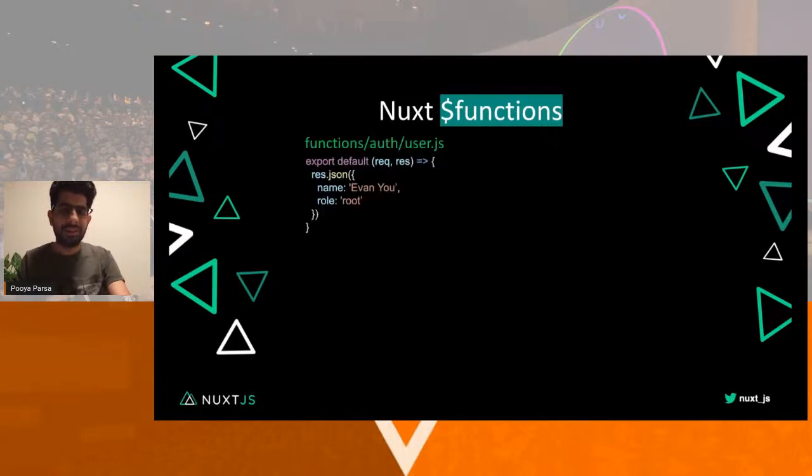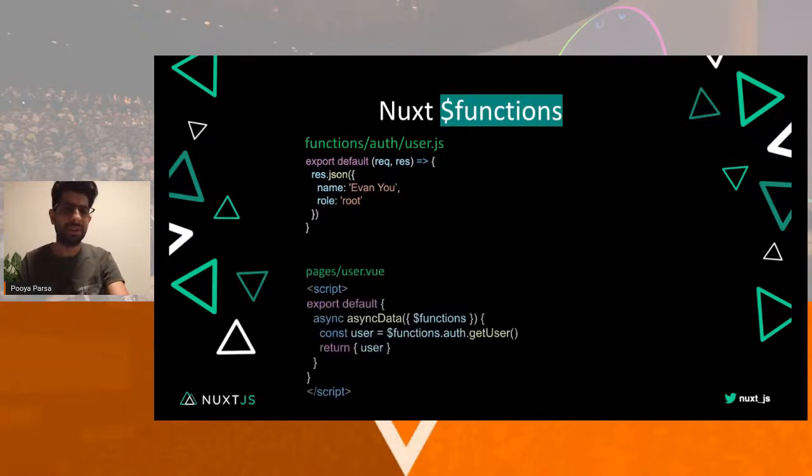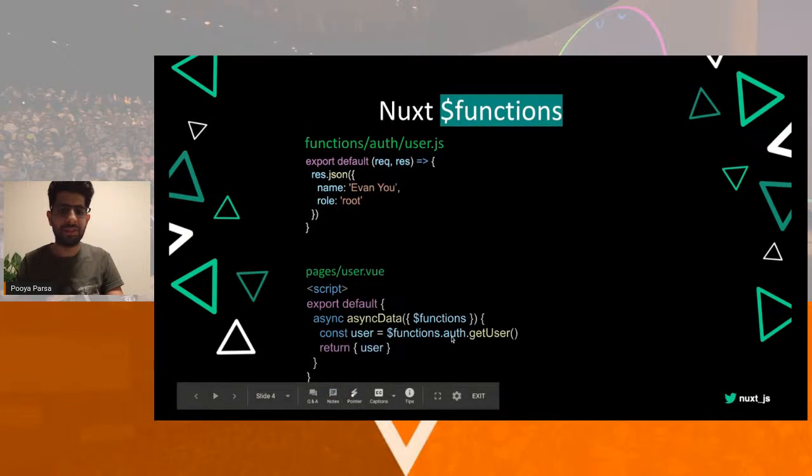So here's a small demo of how you can expect writing a function. In your project, you can create functions/user.js and export a middleware-like function with request and response objects. And magically, you can use it in your pages without worrying about how it is working behind the scenes. There is a $functions object always available in the context that is namespaced. Because the directory name is auth, and user is get user, it is mapped to get user. And the response would be the user, the object that you need.